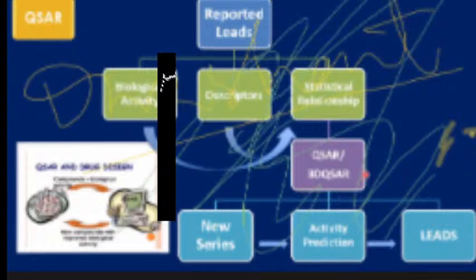That creates the QSAR model. Of course, there are certain points for a model to be successful. You have to prepare a successful model, and from that model you can prepare new series. You can predict the activity of any molecule you design based on that statistical model, and that gives you the leads. So this is a short summary of QSAR.